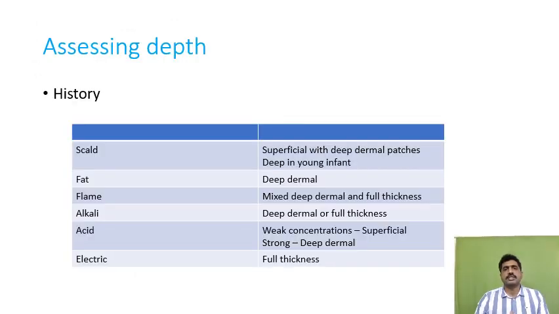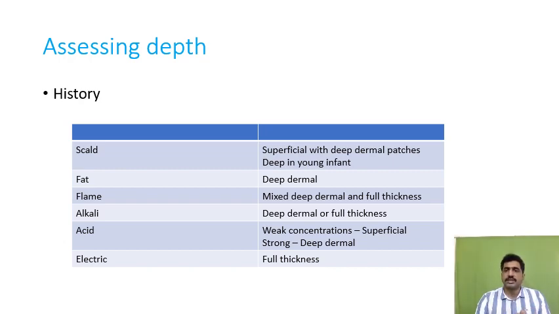The next step in management is assessing the depth. The depth or the extent of burn injury is both time and temperature dependent. At low temperatures, it will take a longer time for the burn injuries to happen. Say at 44 degrees centigrade, it will take at least 6 hours for irreversible burn injury. At 70 degrees centigrade, it will just take 1 second for epidermal destruction.